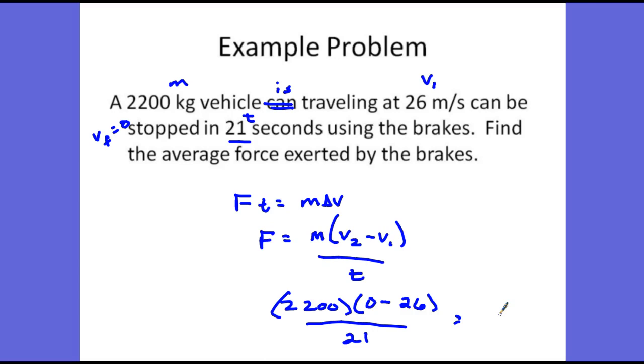So 2,200 times 26, divide that by 21, and I get a negative, because this is actually a negative 26 right here, 2,724 newtons. I'm solving for force, so it's newtons. Okay, so given any three of these quantities, you need to be able to solve for the fourth.